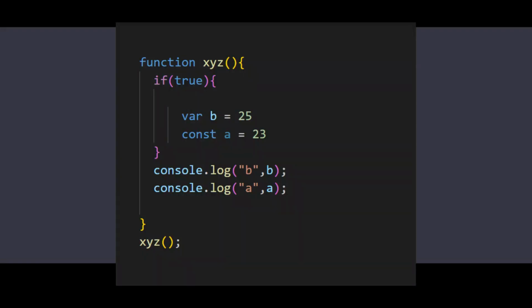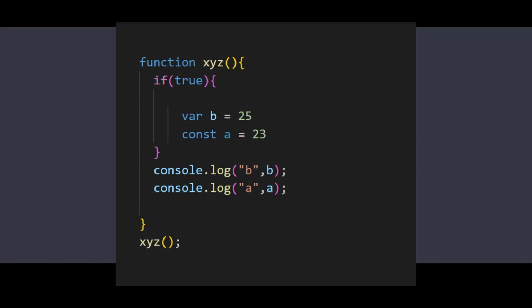So I have created one simple program in the chat. Could you please check and let me know what's the output of this function? Okay. Considering the if condition is true, b will be 25, and a, I think, will give a ReferenceError because we will not be able to access it outside. Okay, so if I run the program, what will I get?